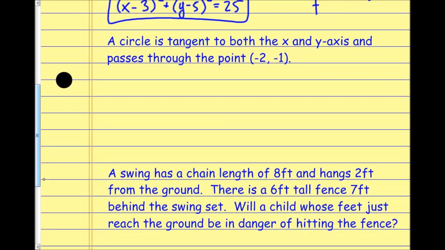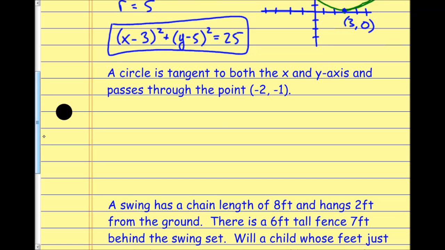The next one's going to be very similar. I've got a circle that's tangent to both the x and the y-axis, and it passes through the point (-2, -1). This one's a little bit tricky because there's not a real solid mathematical way of approaching this. We kind of just have to draw a quick sketch. I need the center, and I need the radius. And I'm going to need a fairly accurate sketch here. So I'm going to come over here and draw a quick sketch of this thing.